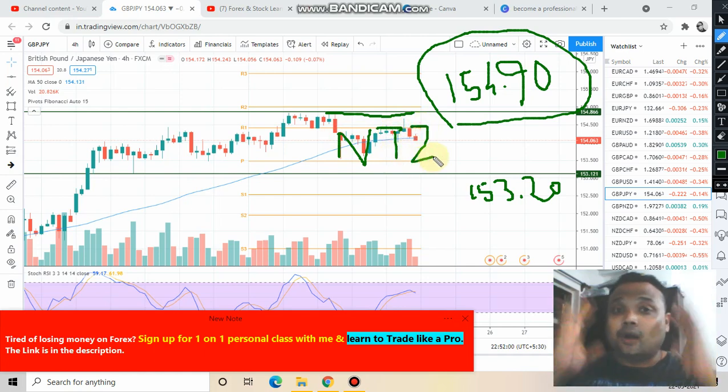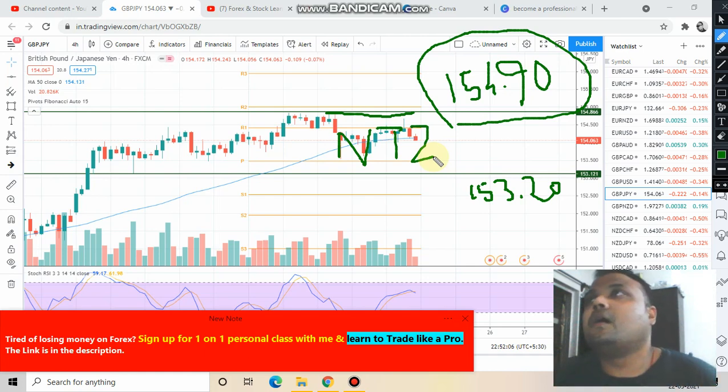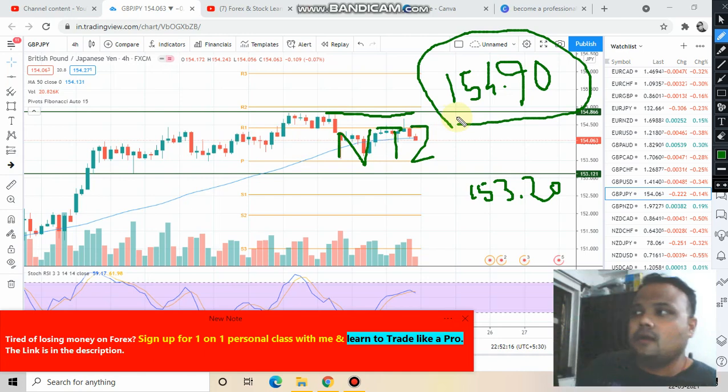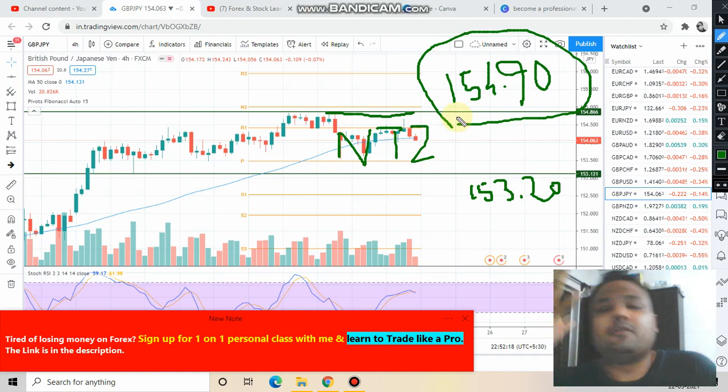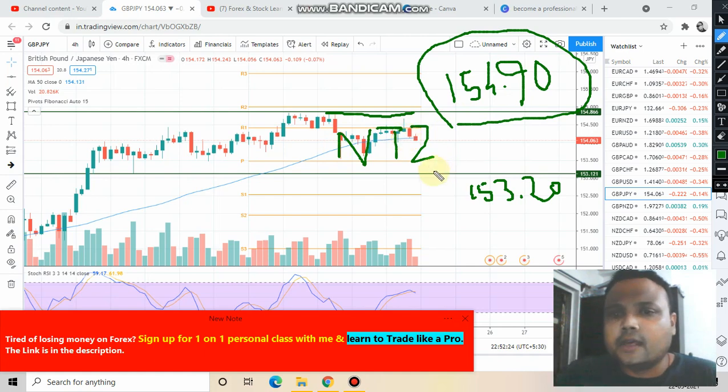If you are a complete beginner, a newbie, you're still learning, then this is your no trading zone, completely no trading zone. But if you are, let's say, an intermediate trader, if you are trading for a couple of months, you have got some experience, then you can go for a quick profit if you find the market at this level, the 153.20 level.